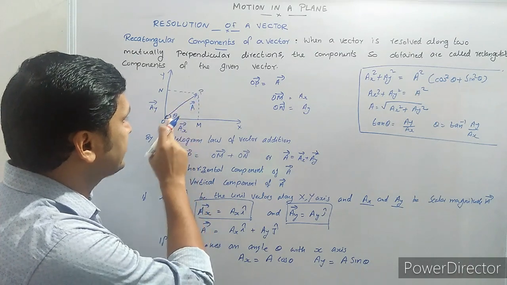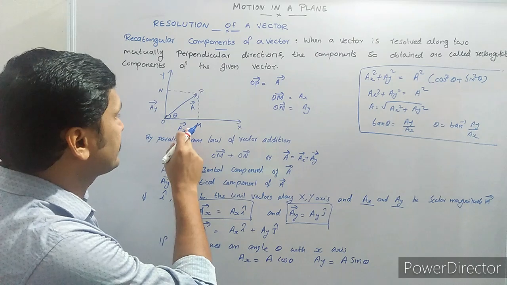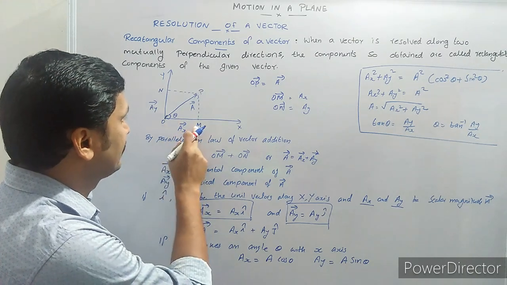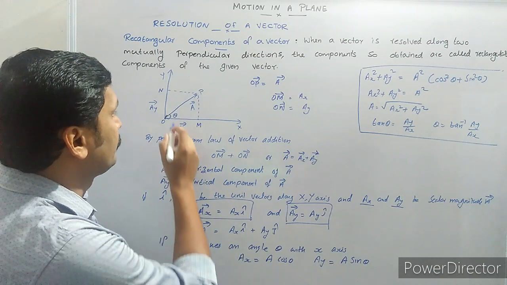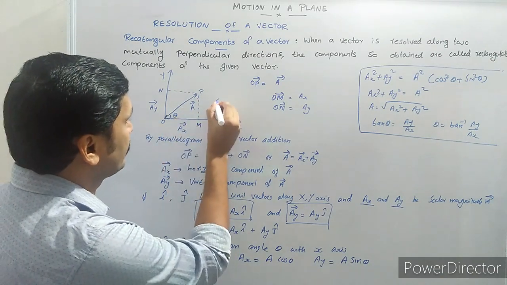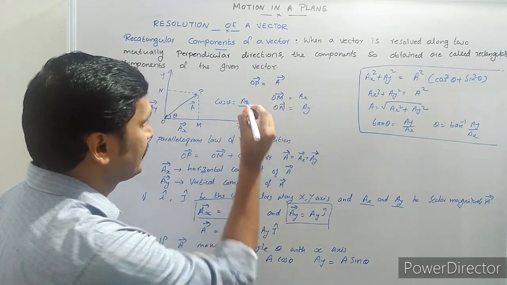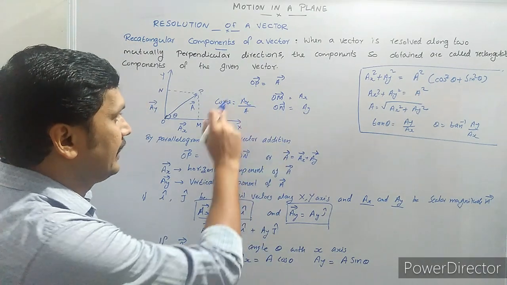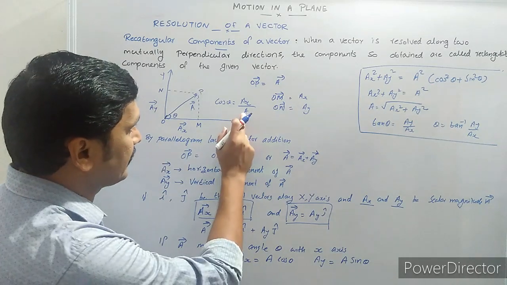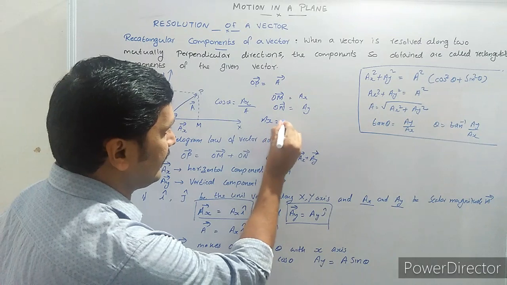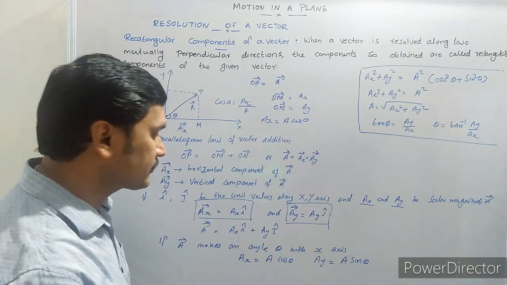Now, if vector A makes an angle theta with the x-axis, as shown in this diagram, how can you write Ax? From the trigonometric relation, cos theta is equal to Ax by A. So Ax is equal to A cos theta.